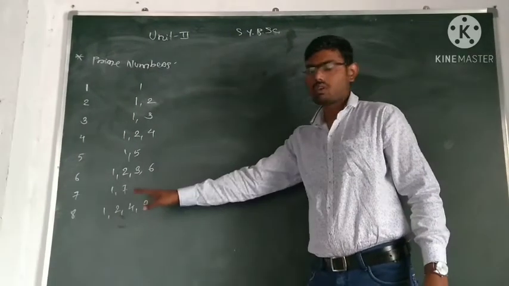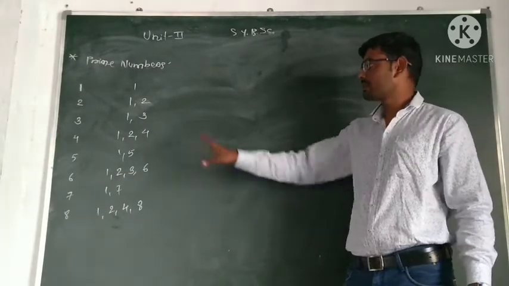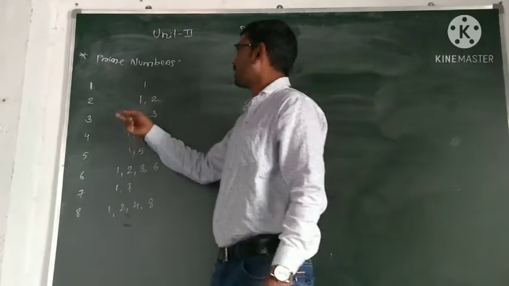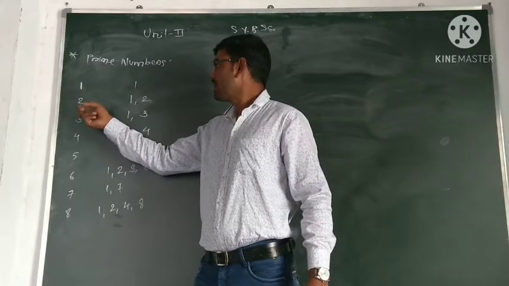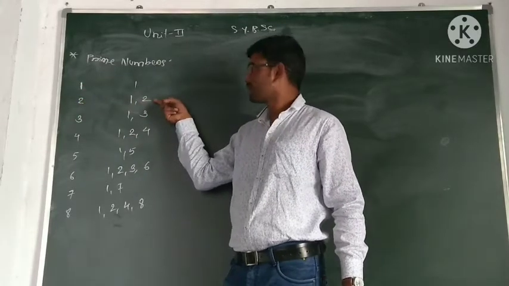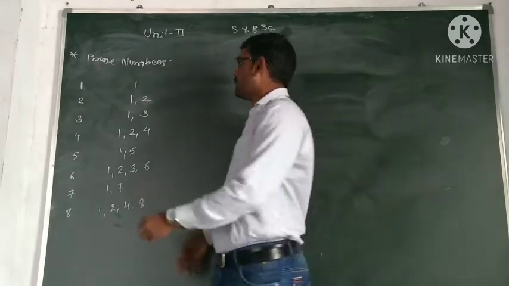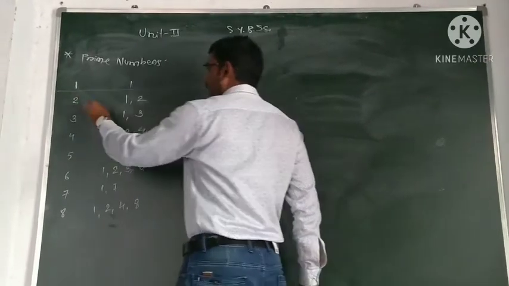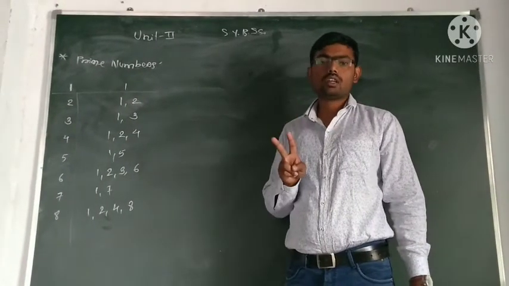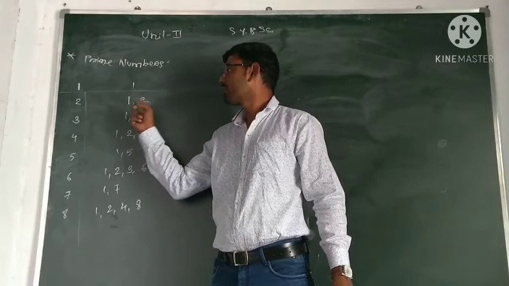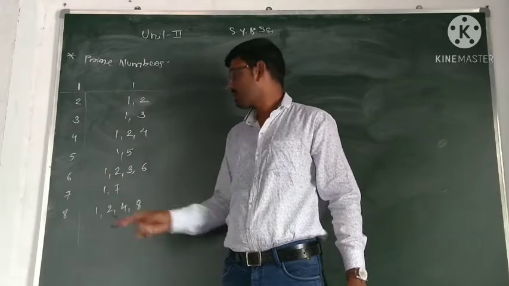Now look at this. We will not go beyond 8. We will clear your idea about prime numbers from this example. From 2 onwards, every integer has at least 2 divisors. 2 has 2 divisors, 1 and 2. 3 has 2 divisors, 1 and 3. 4 has 3 divisors, 1, 2, 4. 6 has 4 divisors, 1, 2, 3, 6.